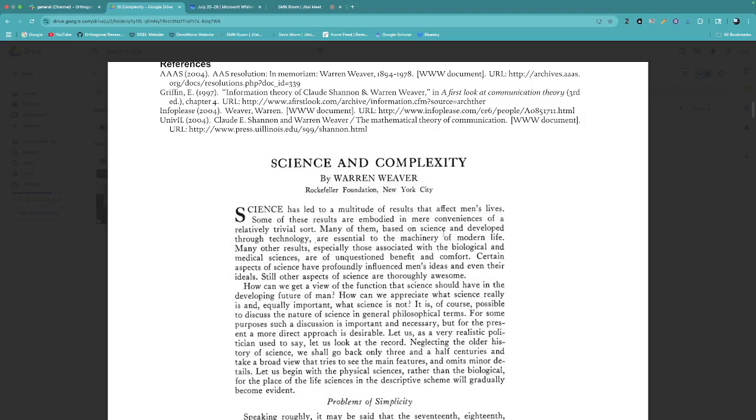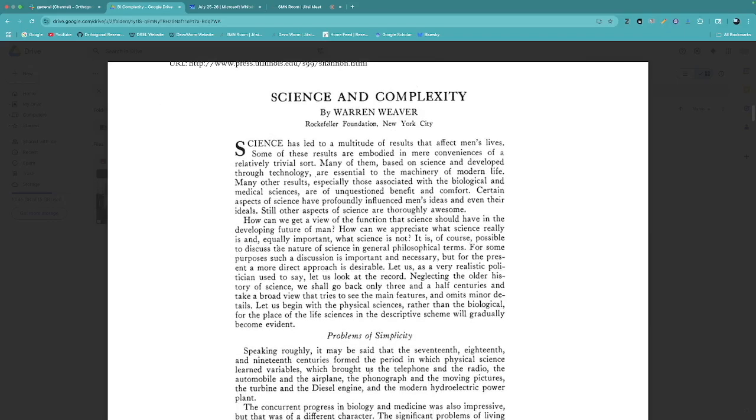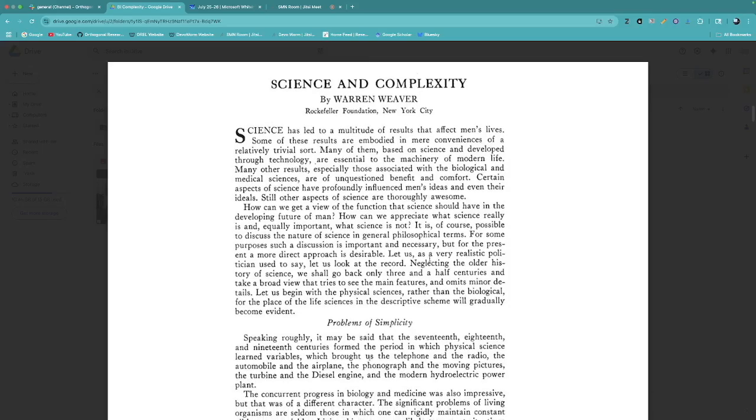And so let's get to some meaty things in this paper. The first statement is: how can we get a view of the function that science should have in the developing future of man? That's very 1940s. How can we appreciate what science really is, and equally important, what science is not? It is, of course, possible to discuss the nature of science in general philosophical terms. Let us, as a very realistic politician used to say, let us look at the record.